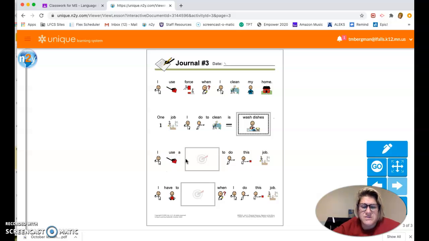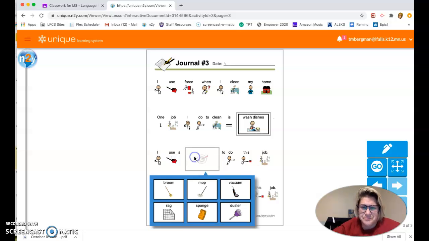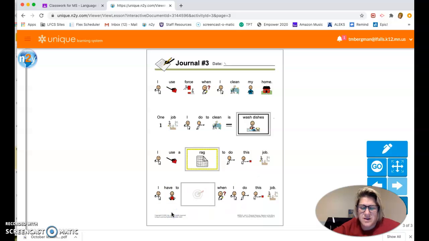So I use a what to do this job. So I use a rag. I used a rag to do this today. Rag. Because I did it right after we had supper. So the dishes didn't need a sponge and a scrubber today. All right, I have to what when I do this job?